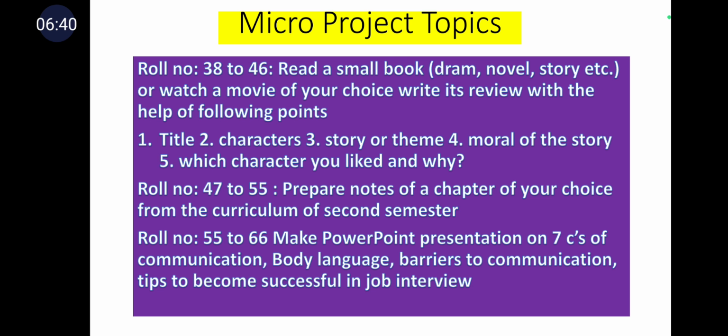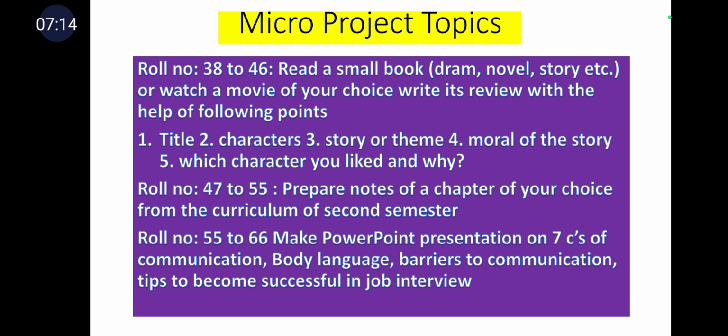So for example, if you watch the movie Bahubali, the first part, then you have to write down Bahubali the first part, the review of Bahubali, characters, what are the different characters over there one by one, then the story or the theme, what is the theme of that movie or that book, whatever book or movie that you read or listen, moral of the story, out of Bahubali what you learned, and which character you liked. It may be you like the character of Bahubali or maybe Kattappa, but you have to mention why you liked it. So this is a wonderful project that you would be writing on.